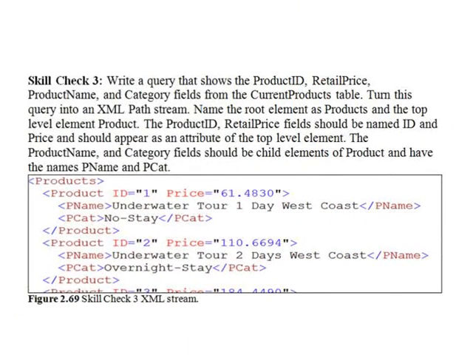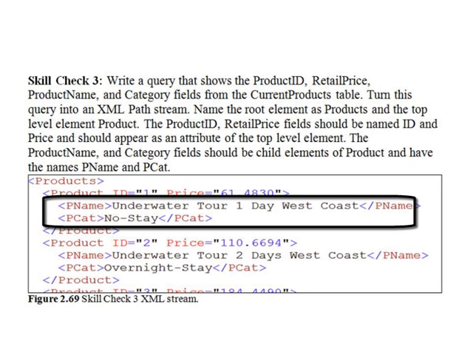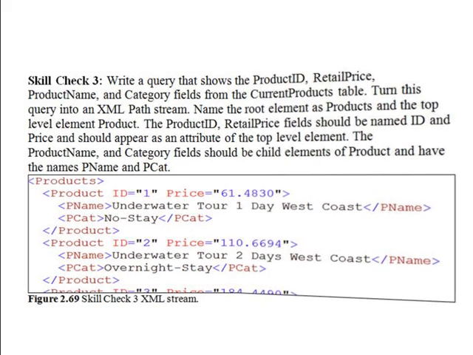Skill Check 3. Write a query that shows the product ID, retail price, product name, and category fields from the current products table. Turn this query into an XML path stream. Name the root element as products and the top-level element product. The product ID and retail price fields should be named ID and price and should appear as attributes of the top-level element. The product name and category fields should be child elements of product and have the names pname and pcat.